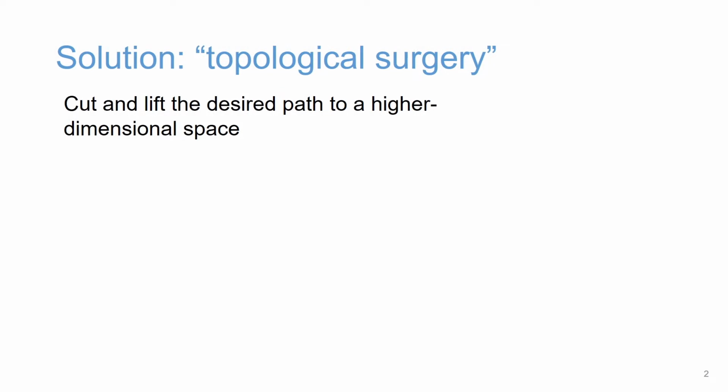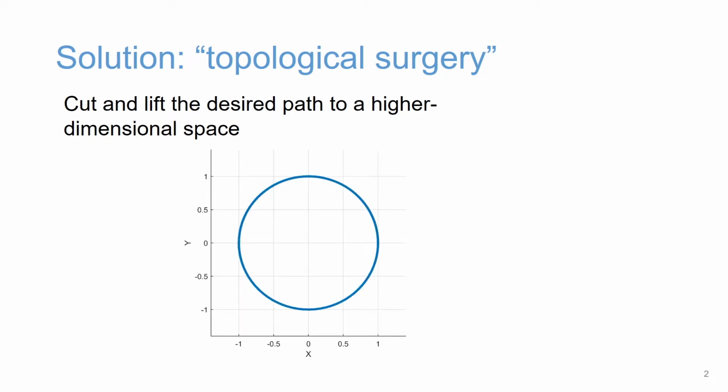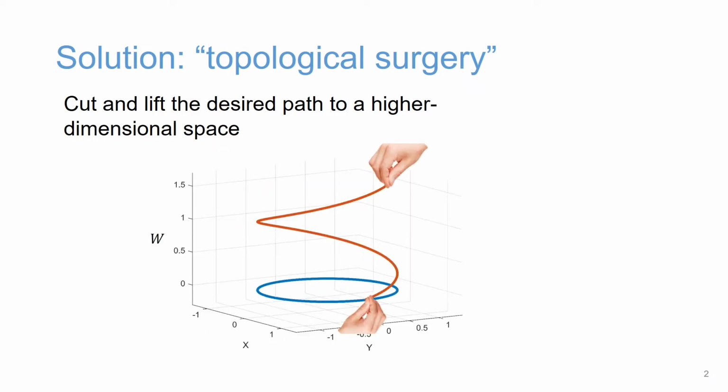The solution is to do a topological surgery, which transforms the initially closed or self-intersecting desired paths to become open and infinite by cutting and lifting the desired path to a higher dimensional space. To demonstrate this, we assume that the desired path is a circular elastic string in the xy plane. We use scissors to cut it, then pinch the two ends and stretch it vertically. The 2D circle now becomes a helix in the 3D space. Now we have an additional dimension along the w-axis.